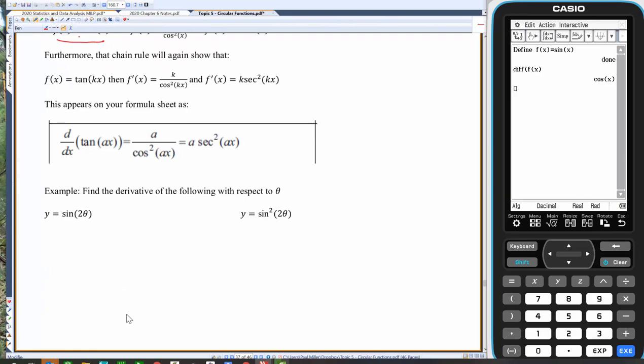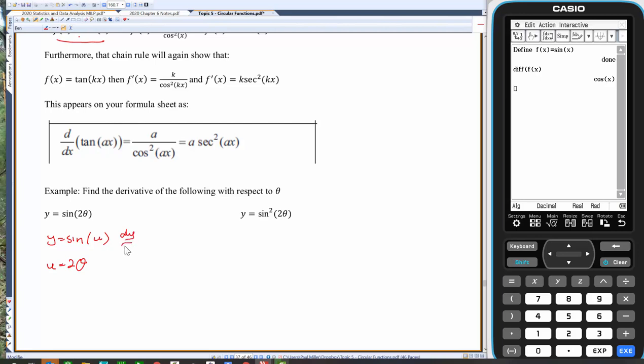So we've got our first one here, y equals sine 2 theta. The way I'm going to do it is try to just avoid using the rule so far, and I'm just going to try and do this using the chain rule. So I'm going to say that y equals the sine of u, where u is equal to 2 theta.